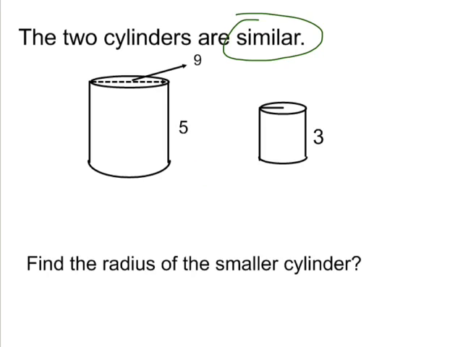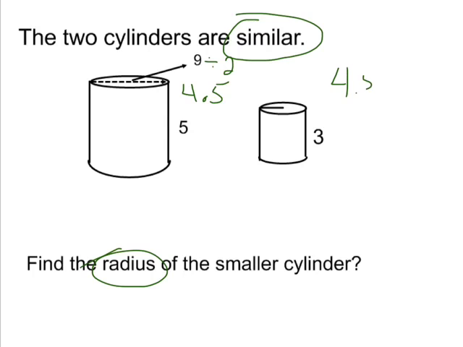So we have a ratio there of diameter to height, and it's 9 to 5. However, we're looking for the radius. So let's go ahead and determine what the radius of the larger one is. If we know that the diameter is 9, then we can simply divide that by 2, cut it in half, and we would get 4.5 for the radius. So now we have a radius to height ratio that we're going to use to determine the radius of the smaller cylinder.